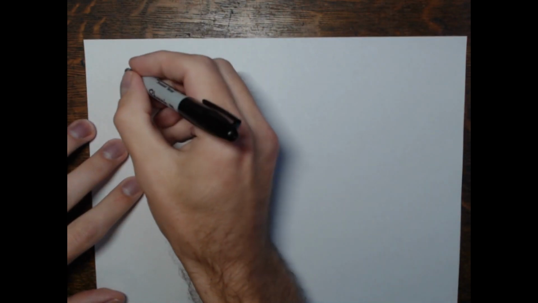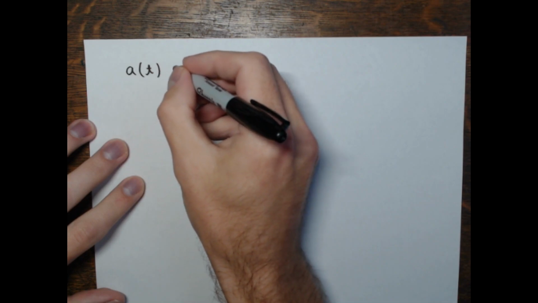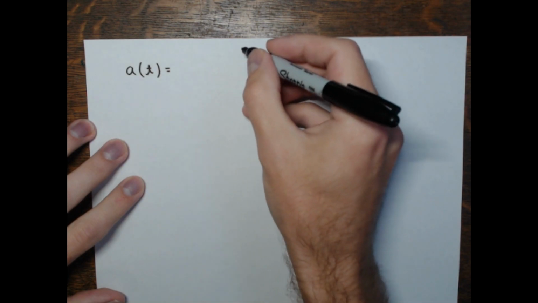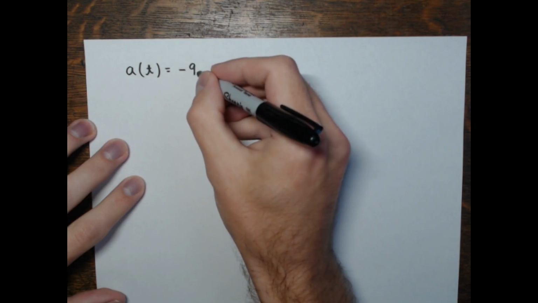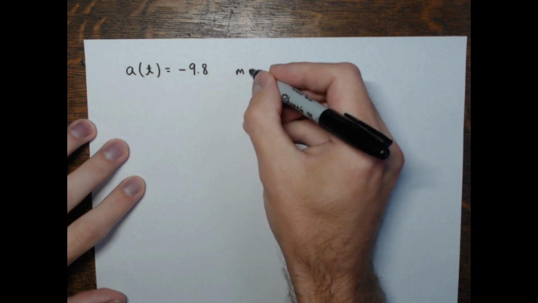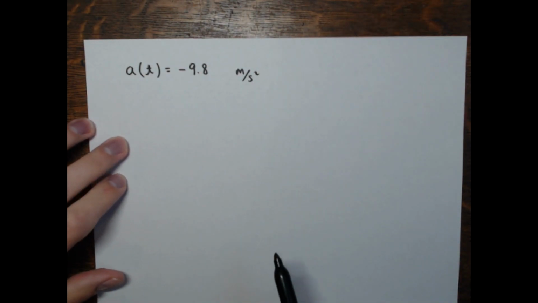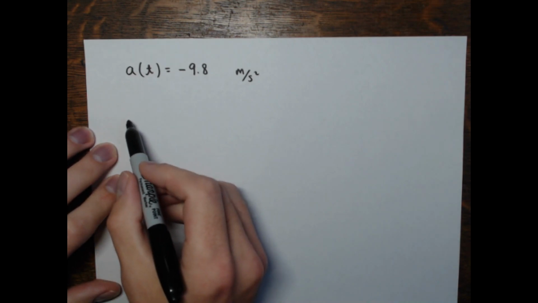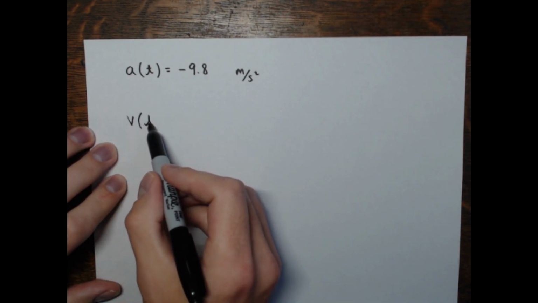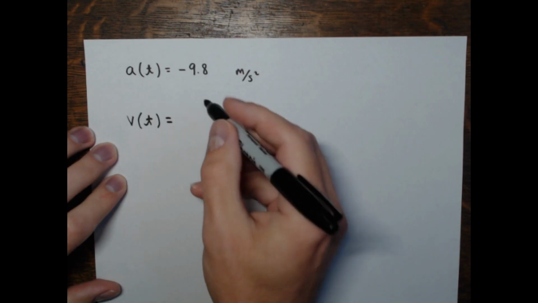All right. So again, we're starting off with the acceleration being constant. The diver's falling down, you're being pulled down, so that's a negative 9.8 meters per second squared for acceleration. There's our acceleration function. And then remember that acceleration is the derivative of velocity. So for the velocity function, I just integrate the acceleration with respect to t.